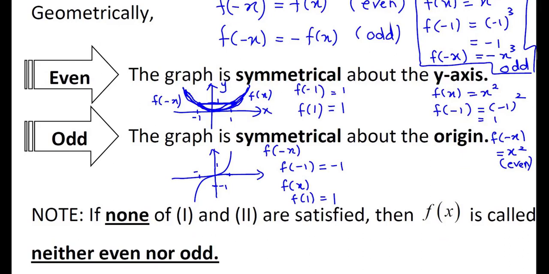If neither of 1 and 2 is satisfied, then f(x) is called neither an even nor an odd function. Okay.